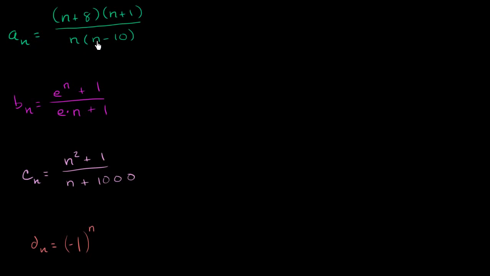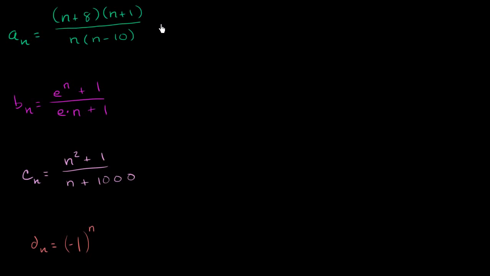So let's look at this first sequence right over here. The numerator is n plus 8 times n plus 1, the denominator is n times n minus 10. One way to think about what's happening as n gets larger and larger is to look at the degree of the numerator and the degree of the denominator. We care about the degree because we want to see: is the numerator growing faster than the denominator, in which case this is going to go to infinity and diverge, or is the denominator growing faster, in which case this might converge to 0, or maybe they're growing at the same level and it'll converge to a different number.